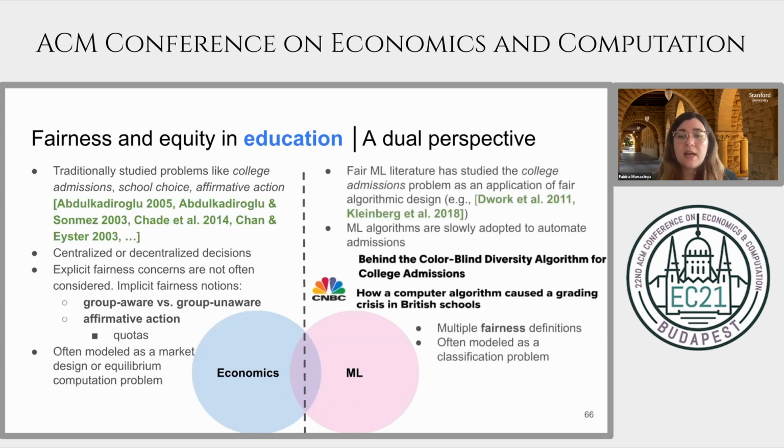On the other hand, we have fair machine learning, which has also studied the college admissions problem, but now as an application of fair algorithmic design. One may wonder why ML should care about this application. One answer is that people have started using ML algorithms for admissions decisions, like we see in these news headlines, and I believe we will see more in the future. And in any case, in comparison to economics, machine learning, as Manish said in the first session, has offered many fairness definitions, but usually has viewed this problem as a classification problem.